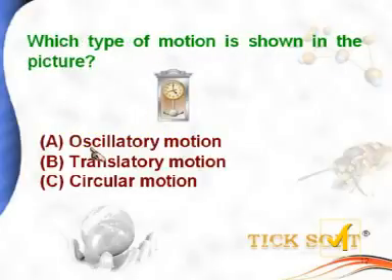The type of motion shown in the picture. The options are option A oscillatory motion, option B translatory motion, option C circular motion. See, they have shown the picture of a wall clock, and they have given the arrows here. They have asked for the motion of the pendulum. The motion of the pendulum is to and fro motion. To and fro motion is the oscillatory motion. So option A oscillatory motion is the answer.